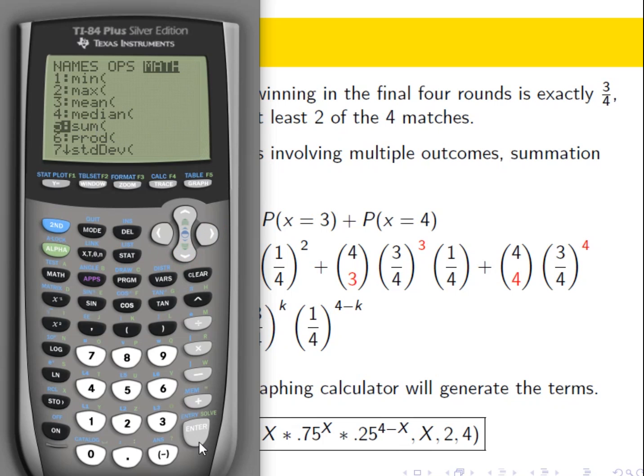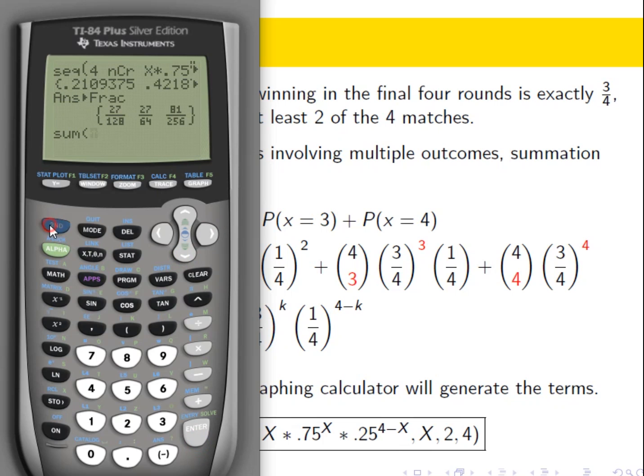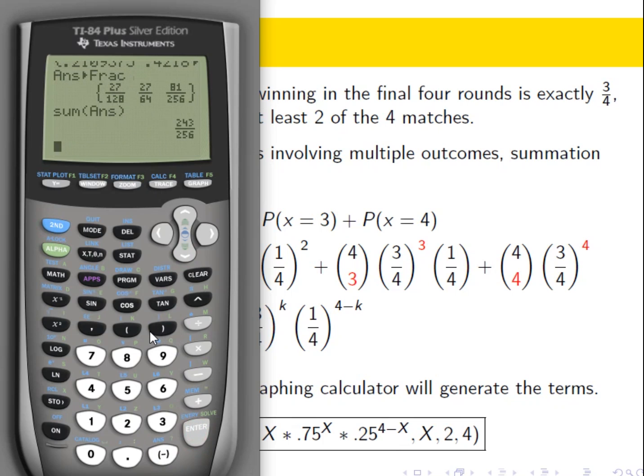So I just go sum, and then I want to sum the answer, right? So ans is down here, the negative number key. And so this will just sum the last thing that was there. Well, the last thing that was there was this sequence. And there we go. We see that he has a 243 divided by 256 chance of winning 2 or more. So that's pretty high.